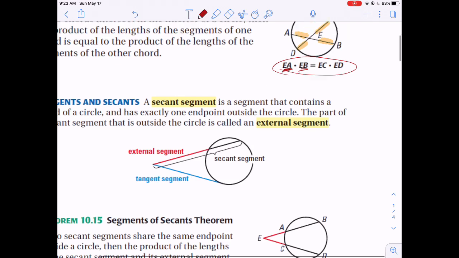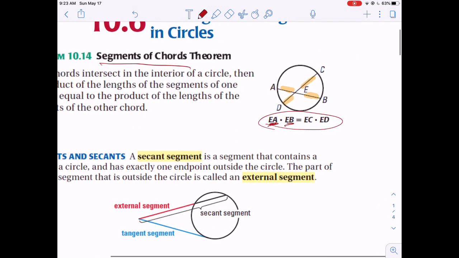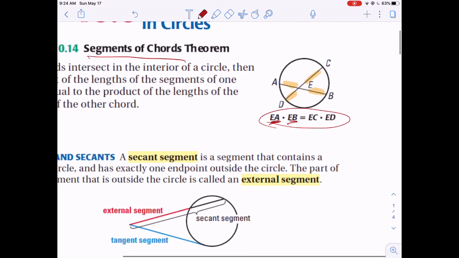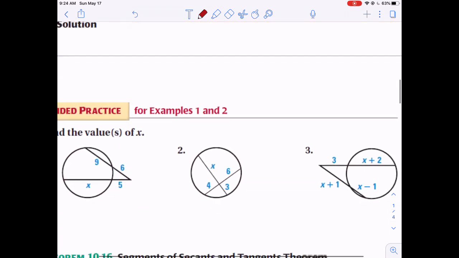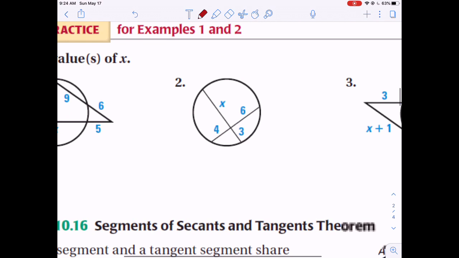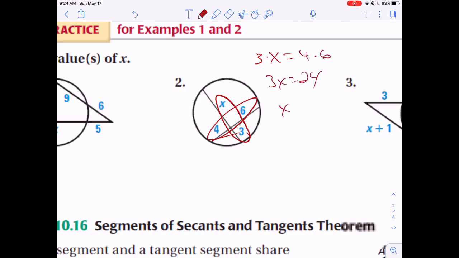So let's do an example of this first one so that you see how that works. This is where you have two chords intersecting inside of a circle. Here's an example. We have the product of these two, multiplied together, equal to the product of these two. So it's 3 times x equals 4 times 6. So 3x equals 24, x equals 8.